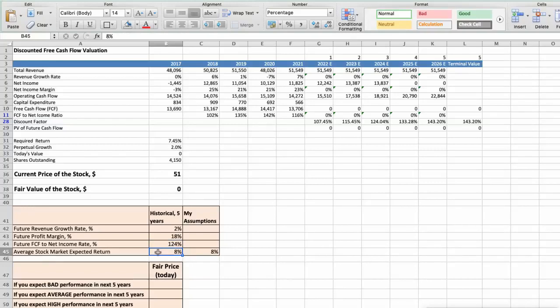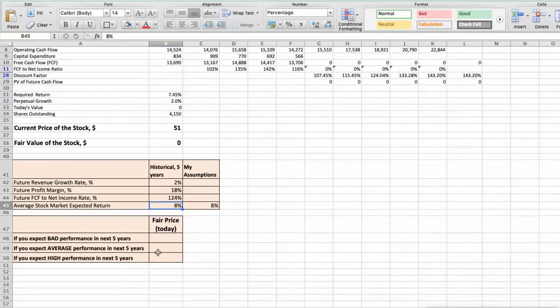Now, let's consider 3 different scenarios for Cisco company: bad, average, and good. First scenario. Cisco will have bad performance in next 5 years, and we will use the following parameters in our calculation. Future revenue growth rate would be a low, 1%. Future profit margin would be a low, 18%. Future free cash flow to net income rate would be a low, 80%. In this case, the fair value of the stock today would be $34.